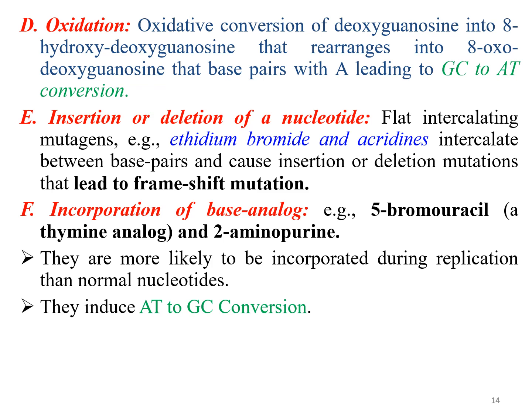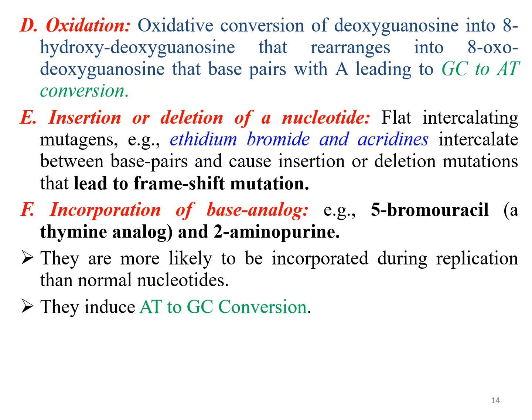The insertion or deletion of nucleotides is also another cause of point mutation. Here, flat intercalating mutagens, for example ethidium bromide and acridine, intercalate between the base pairs and cause insertion or deletion mutation that leads to frame shift mutation. Especially this frame shift mutation can be associated with acridine, which can intercalate the base pair in the DNA structure.